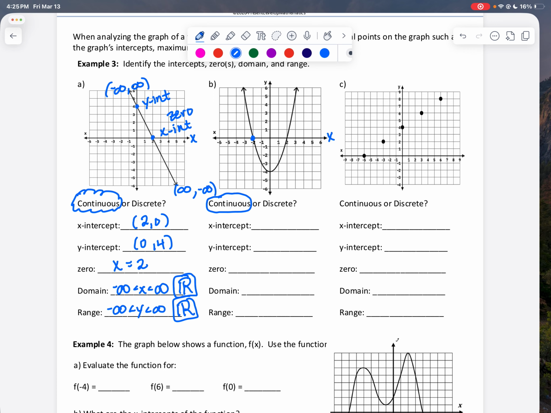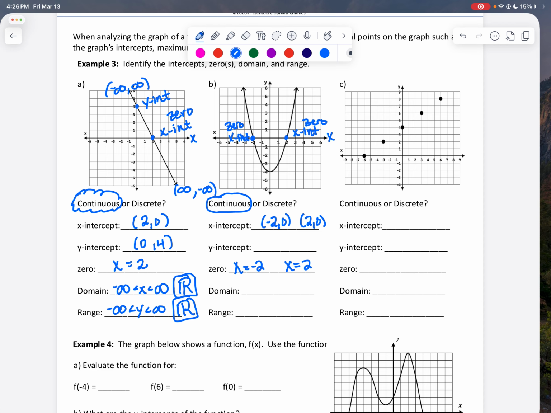Put a dot there for me, okay? And label that x-intercept. While you're at it, also label it 0. Okay, so the x-intercepts are (negative 2, 0) and (positive 2, 0). The zeros are x equals negative 2 and x equals positive 2. So we got two answers there right off the bat.